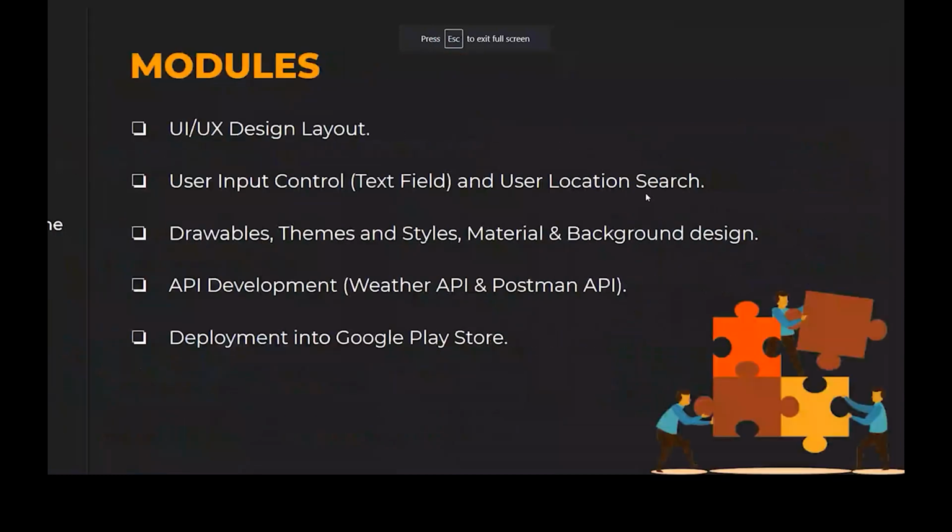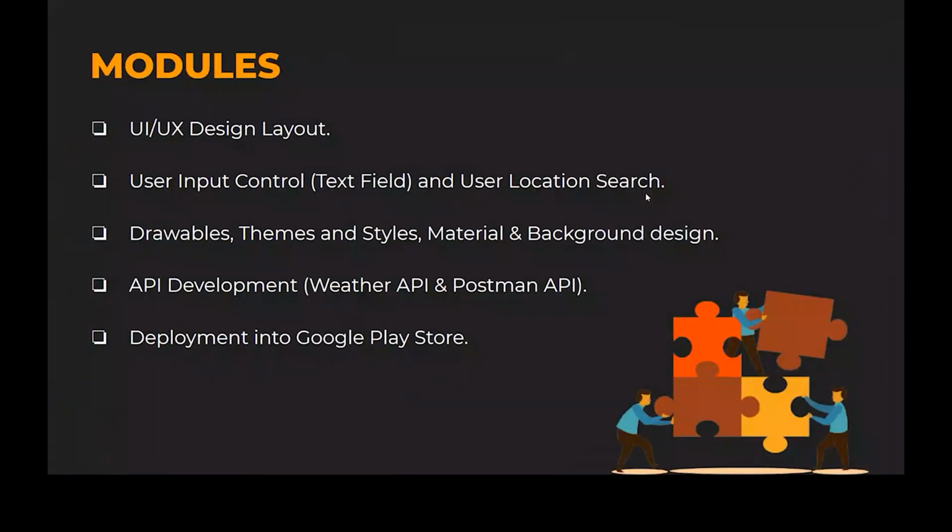The modules part of our project. First, as a team, we planned to divide our project into four different modules, excluding the deployment of the app. First, we'll do designing of the app layout, then developing user input controls, background and material design, drawables, themes in the app, and finally API development and testing. At the last stage, we use Google Play Store for the application deployment to make it publicly available.